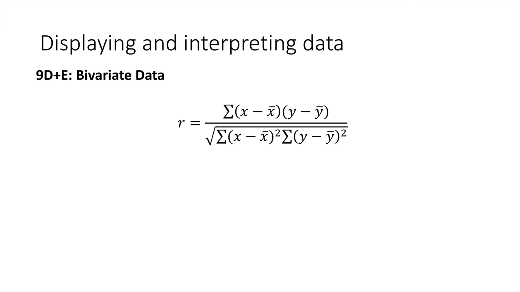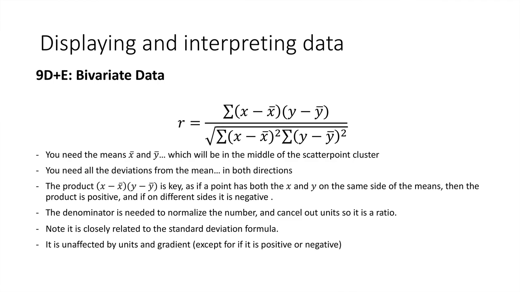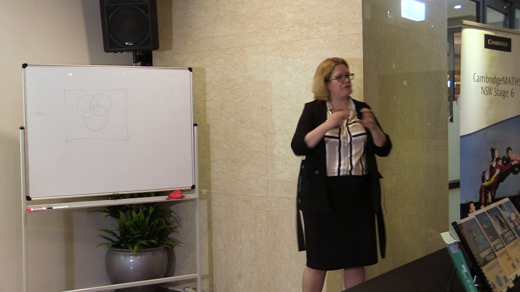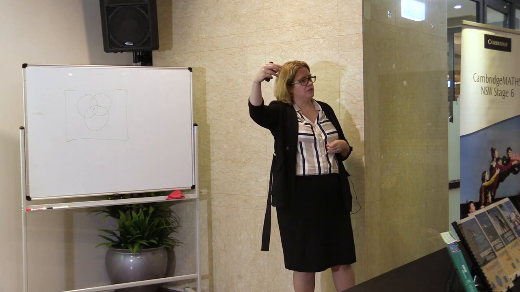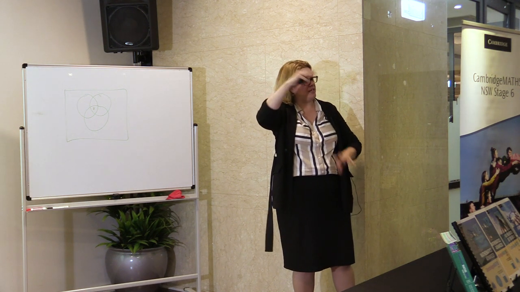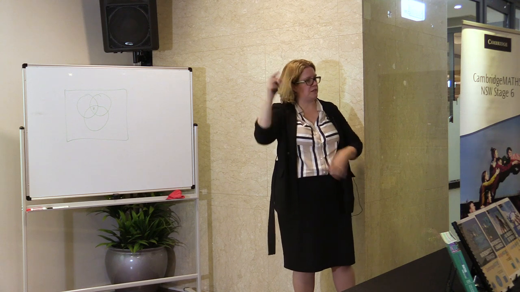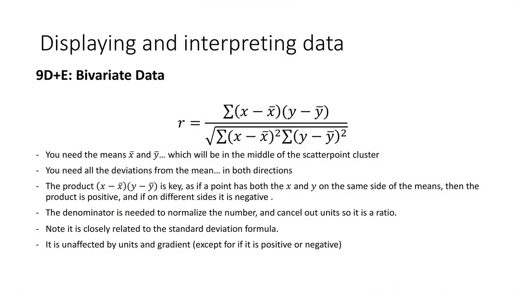Let's look at what it's saying. It is the deviation from the mean in the x direction. So remember, it's a point, x, y coordinates. Deviation from the mean in the x direction and the y direction multiplied together. Multiplied together because if they're both on the same side, then you're going to get a positive result. And if they're on different sides, you're going to get a negative result. So it gives a better idea of why that's important.